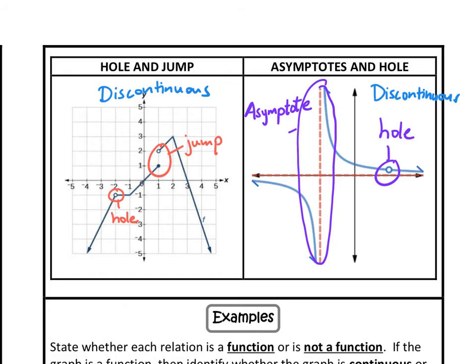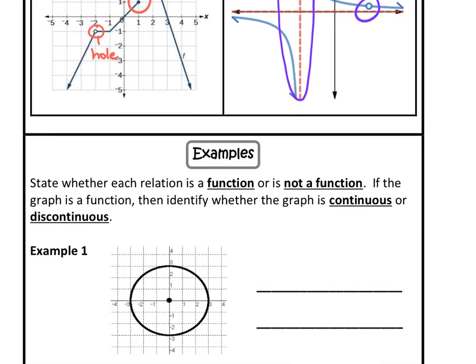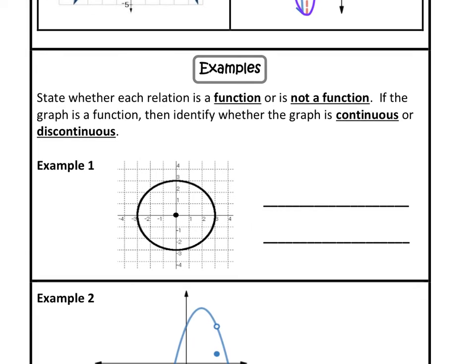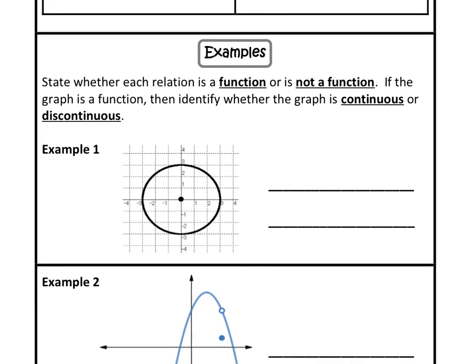Right. So let's look at these examples. There's 4 examples that we're going to look at today, and then in the next video we'll go over the other 4 examples. So there's a total of 8. We're going to do 4 today. Okay, so let's look at the instructions. It says, state whether each relation is a function or not a function.